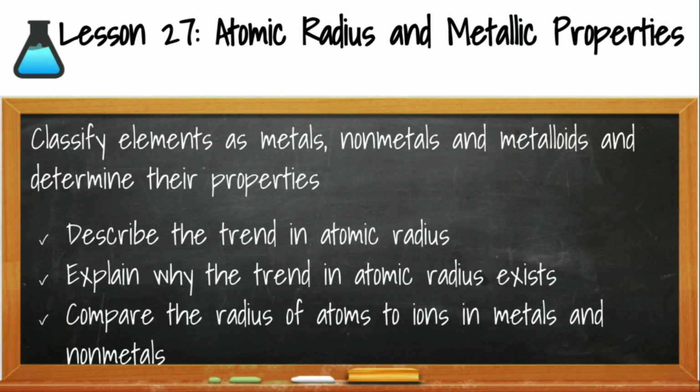In this lesson, we will learn more about atomic radius and we will revisit metallic properties. By the end of this lesson, you should be able to classify elements as metals, nonmetals, and metalloids to determine their properties, describe the trends in atomic radius, explain why the trend in atomic radius exists, and compare the radius of atoms to ions in metals and nonmetal atoms.